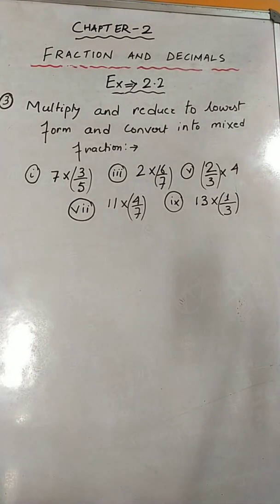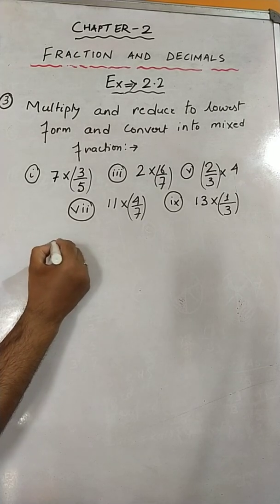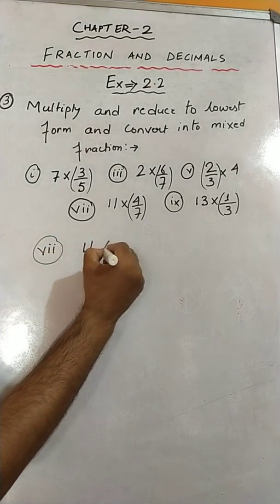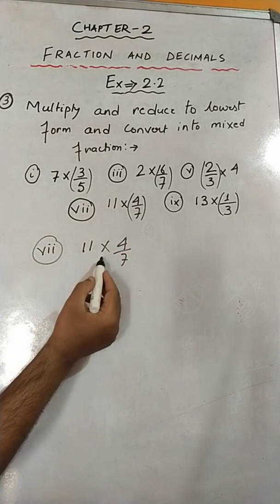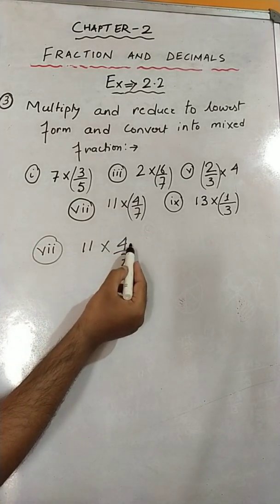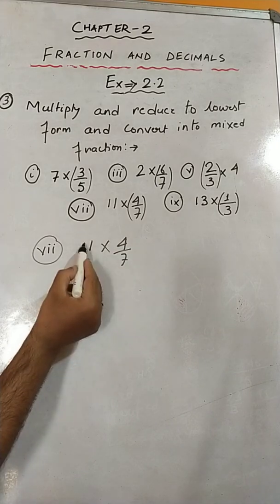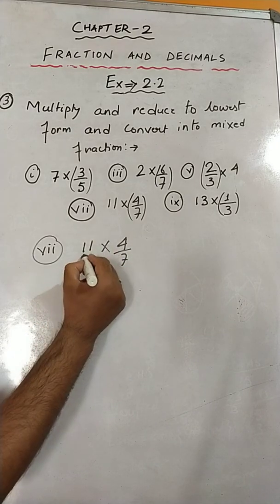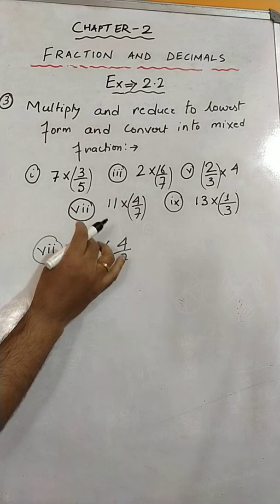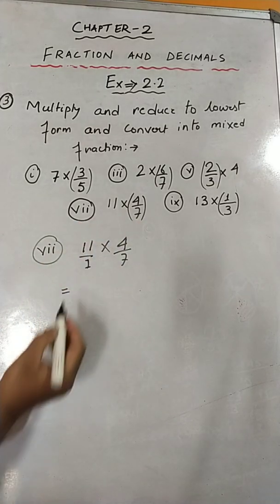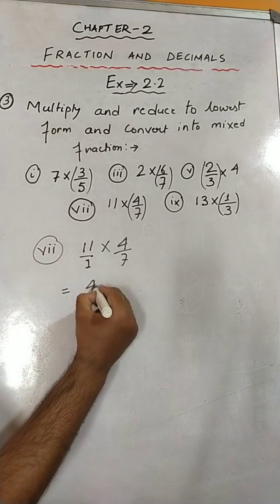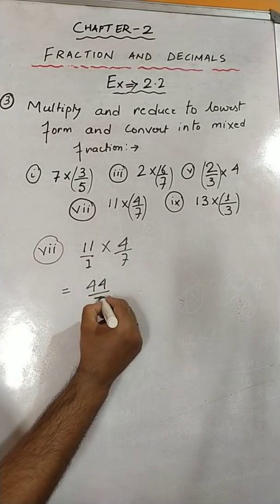So sum number 7 is given as 11 into 4 by 7. Okay, again the same story, that is we cannot reduce any of the numbers, neither can we reduce this 4 and 7, nor 11 and 7. So we have only one option left, that is to multiply numerator with numerator and denominator with denominator. So 11 into 4 is 44, 1 into 7 is 7.